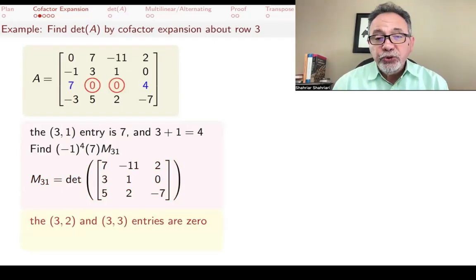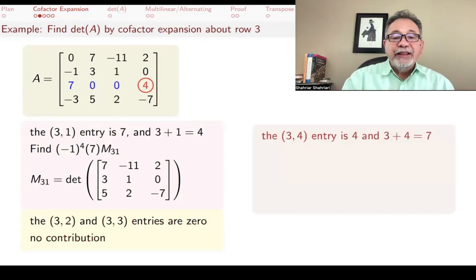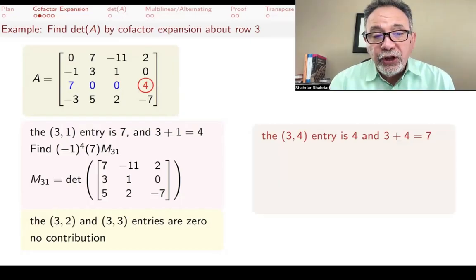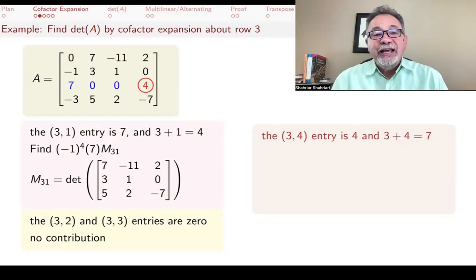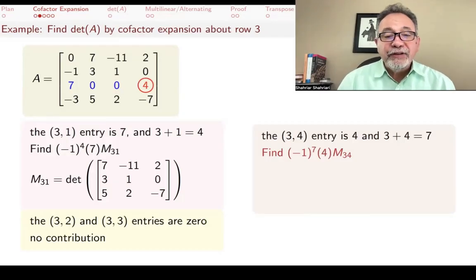Then I go to the 3-2 entry and the 3-3 entry. Both of those are 0. And so when I multiply that 0 by whatever that minor is, I get 0. So there's no contribution from those. The last entry is the 3-4 entry. That's 4. And 3 plus 4, where 3 is the row number and 4 is the column number, adds up to 7. And 7 is odd. So I will multiply (-1) to the 7th by 4, which is that entry, times M34.